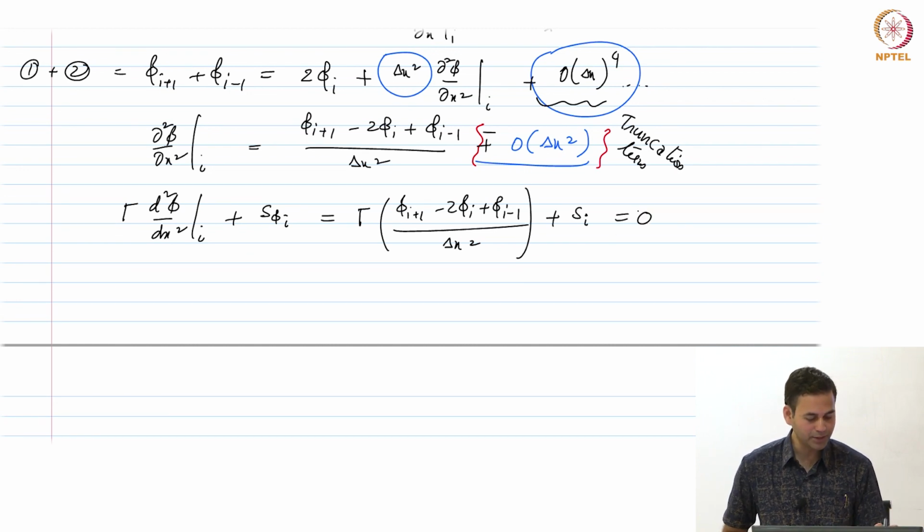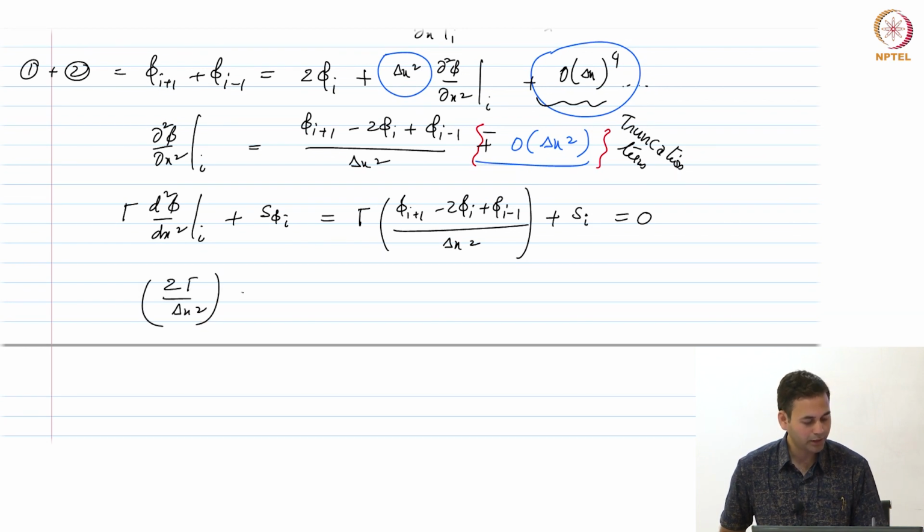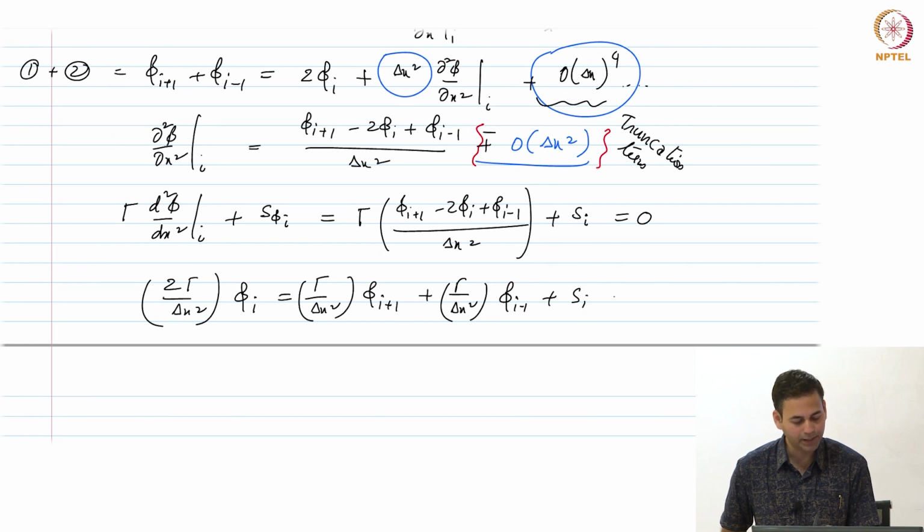If I rearrange this, I would get 2γ/Δx² times φ_i equals, taking the other terms to the right hand side, γ/Δx² φ_{i+1} plus γ/Δx² φ_{i-1} plus S_i. That is the equation we get.